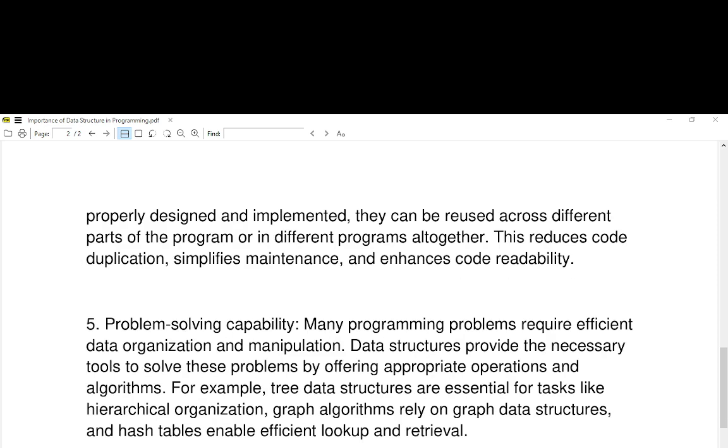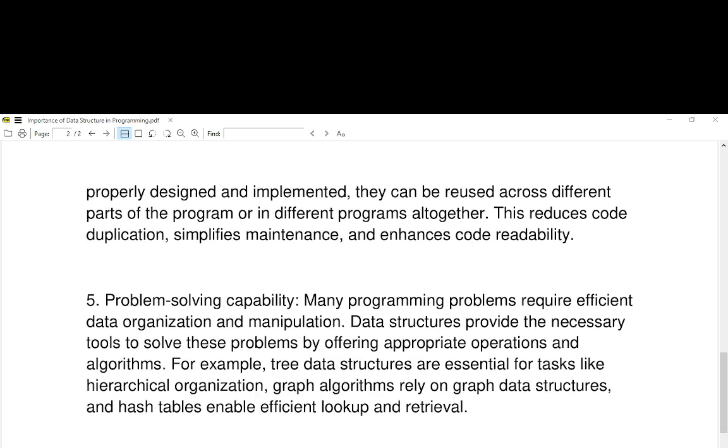Number five, problem-solving capability. Many programming problems require efficient data organization and manipulation. Data structures provide the necessary tools to solve these problems by offering appropriate operations and algorithms. For example, tree data structures are essential for tasks like hierarchical organization. Graph algorithms rely on graph data structures and hash tables, enabling efficient lookup and retrieval.